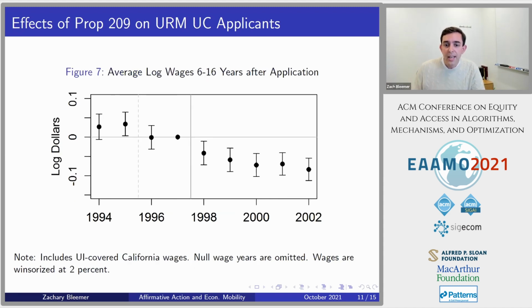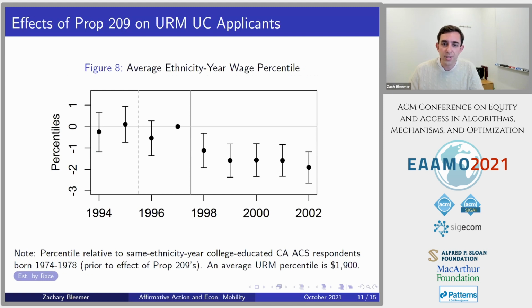You see a decline in students' annual earnings, here measured as log wages, 6 to 16 years after they applied to college. So call it in their mid to late 20s and early 30s. You can see there's a little bit of evidence of pre-trend here. In the years before the policy was implemented, it looks like Black and Hispanic students had higher earnings. This is because of changes in the ethnic wage distribution of young workers in the state of California.